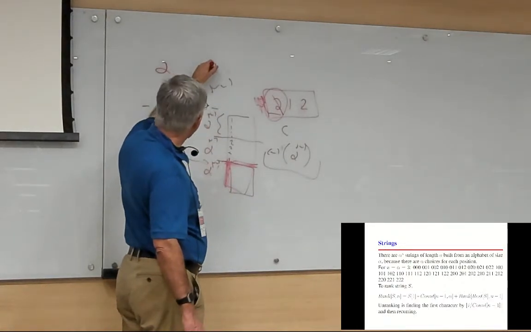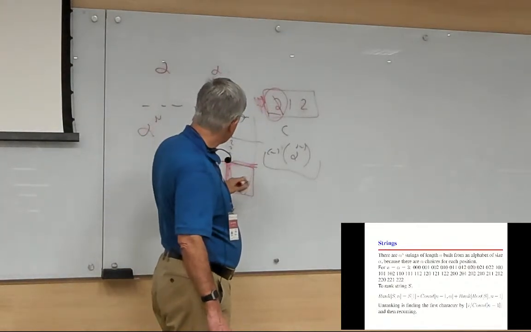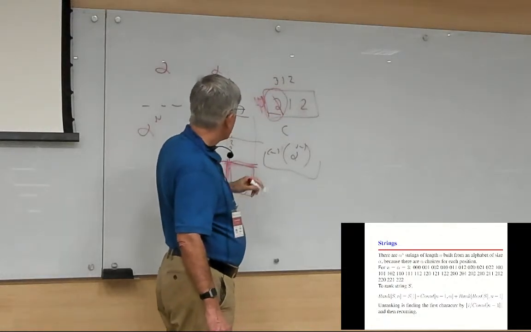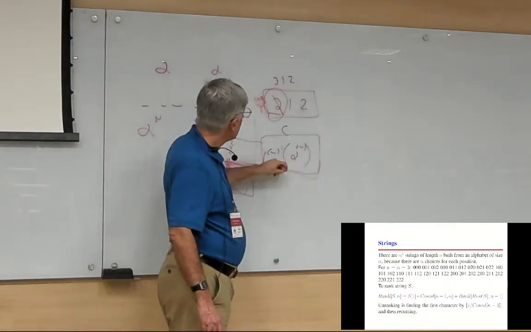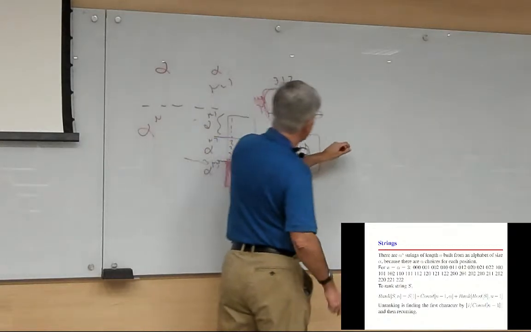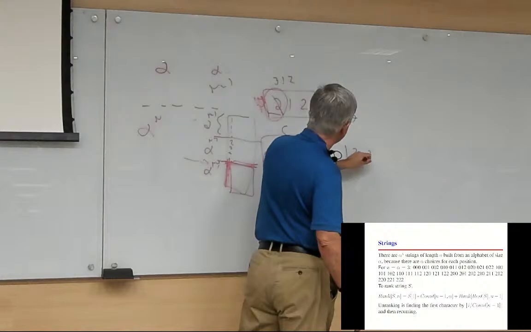I still have an alpha, okay? And I now know that what is the ranking of the string 3, 2, 1, 2? It's going to be this plus the ranking of the substring 1, 2 on an alphabet of size 3.